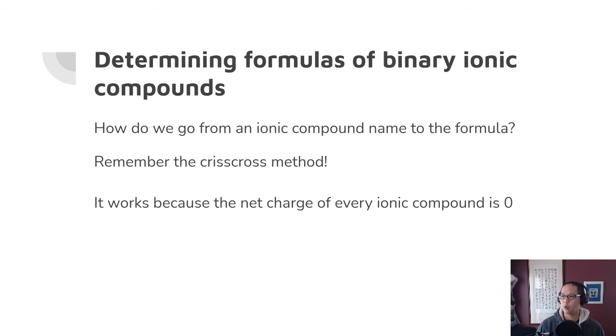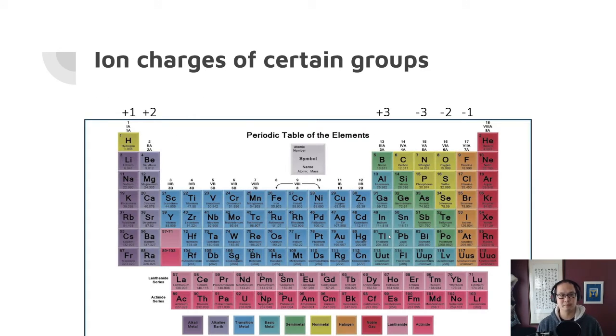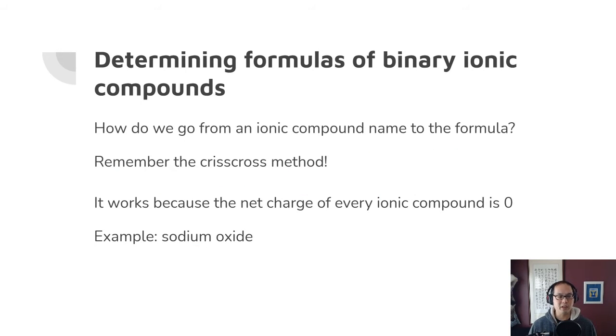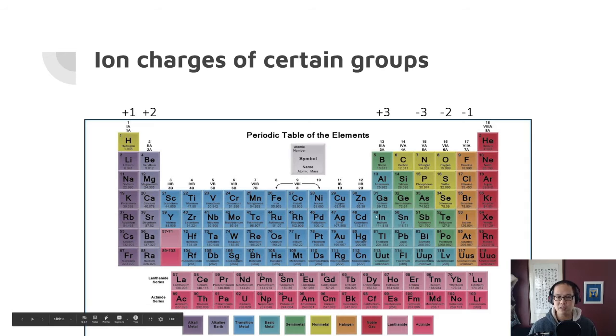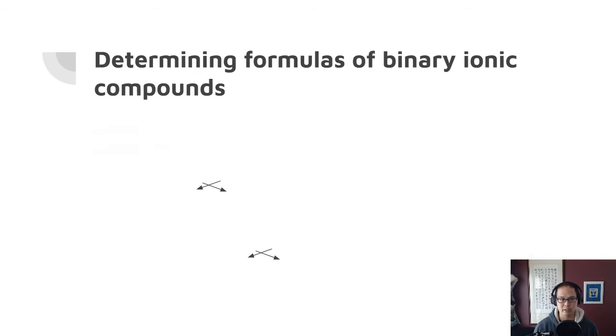This crisscross method works because the net charge of every ionic compound is always going to be 0, like I said. So for example, sodium oxide. Keep the periodic table handy, right? These columns always have the same charge. Sodium is in this column, so it has a +1 charge. Oxygen is in this column, so it has a -2 charge. At some point, you'll just have that memorized, at least for sodium and oxygen. They're used pretty frequently.